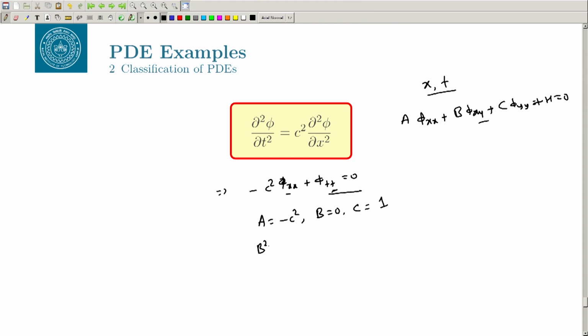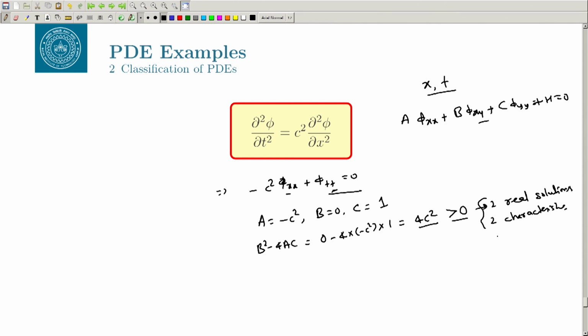So, your b square minus 4 a c is equal to 0 minus 4 into minus c square into 1, which is basically 4 c square. So, this is always going to be positive. So, you will have two real solutions, that means two characteristic lines. So, there are two lines at which the solutions are undefined for the highest order, right. These kinds of equations are called the hyperbolic equations.